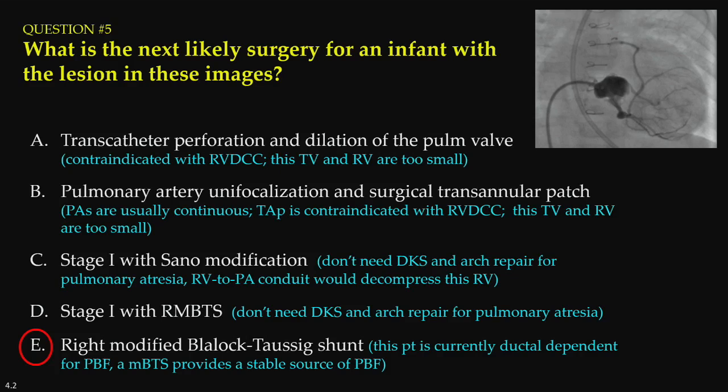So both C and D, this patient has a good LV, it's been getting good flow in utero because flow isn't going to the RV, so blood's been going through the LA, LV, ascending aorta, around the arch, and down to the placenta and the rest of the body. And then there's been ductal flow to the pulmonary arteries. So this baby doesn't have any problems with their arch. They don't need stage 1 Damus-Kaye-Stansel and arch repair for pulmonary atresia. They just need a stable source of pulmonary blood flow, so they need a ductus or a right modified BT shunt.